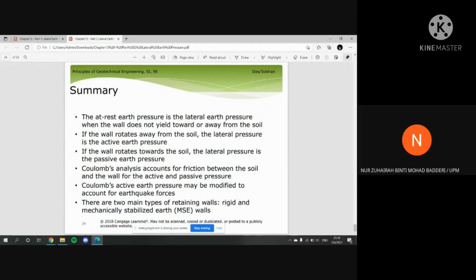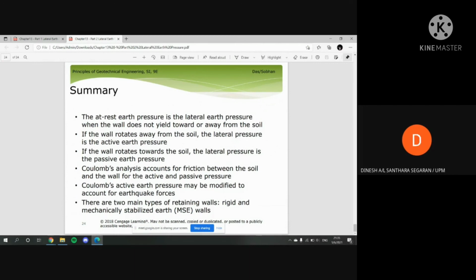So for the summary, as can be seen yang Dinesh dah cakap tadi, at rest earth pressure, no rotation. Also, the wall does not yield toward or away from the soil. Untuk active earth pressure, wall rotates away from the soil. Passive earth pressure, wall rotates towards the soil. For the Coulomb analysis, count for friction between the soil and the wall for the active and passive pressure. Coulomb's active earth pressure may be modified to account the earthquake forces.